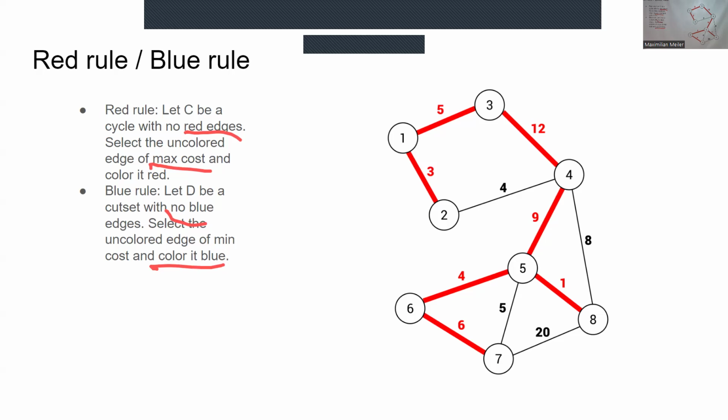So for the blue rule, when you select the minimum edge between two cut sets, you can say this is your cut set. You would just color this edge blue, right? That's all you would do. And then similarly, if you're taking the red rule for this cycle, you would color this edge red, and that's all you would do. So yeah, did that answer your question?